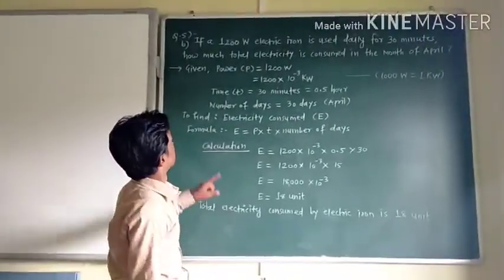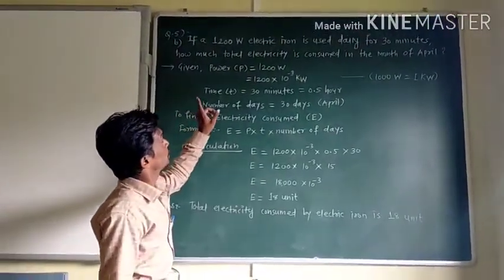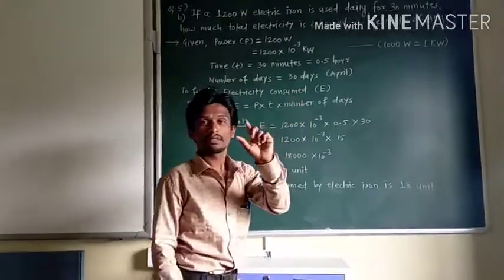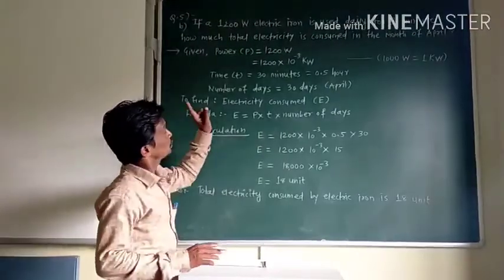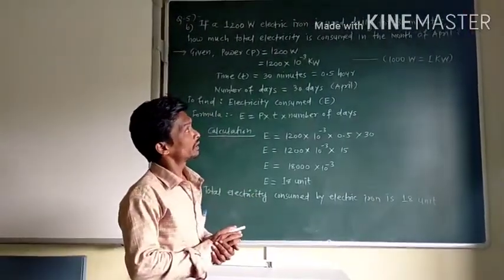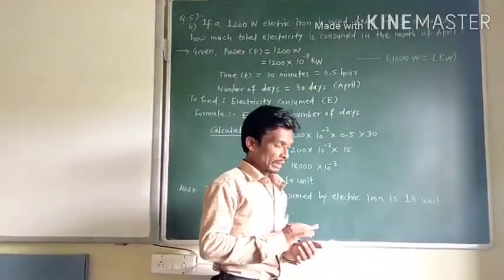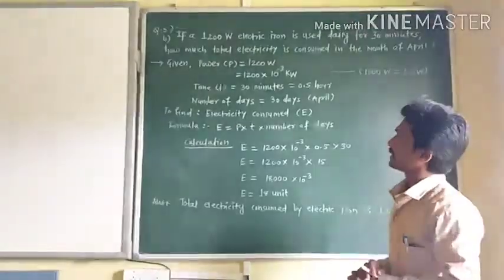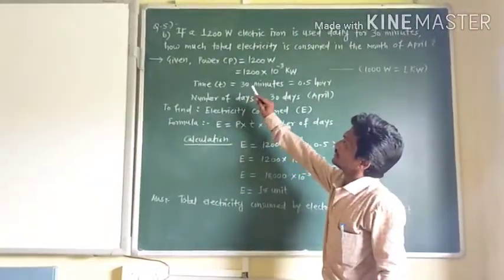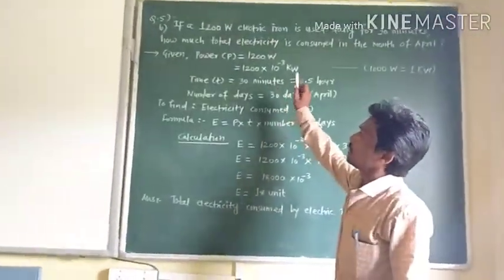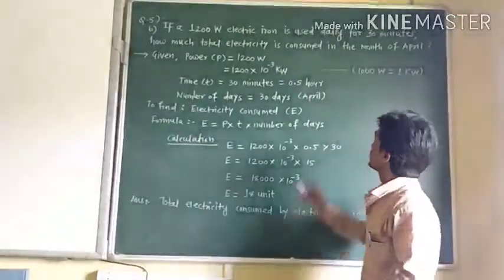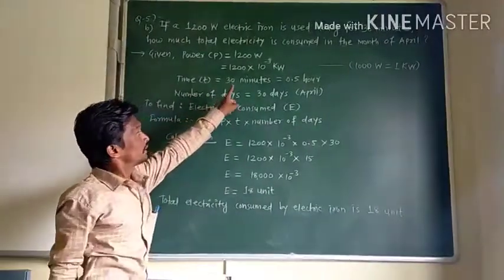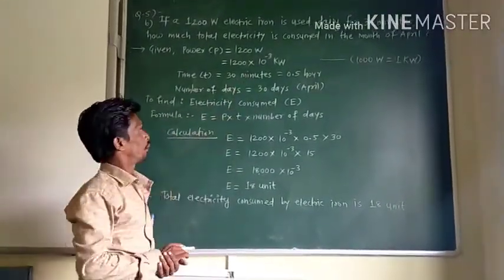Another problem. If a 1200 watt electric iron is used daily for 30 minutes, how much total electricity is consumed in the month of April? In the month of April, there will be 30 days. Okay. Then given data is power P is equal to 1200 watt. You know that 1000 watt is equal to 1 kilowatt. So 1200 into 10 raised to minus 3 kilowatt.